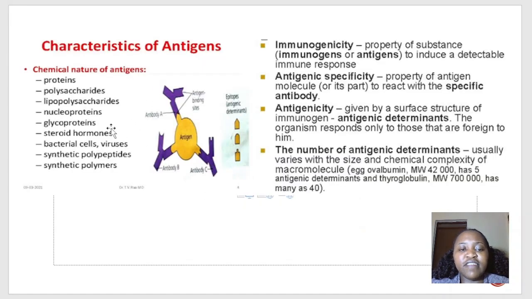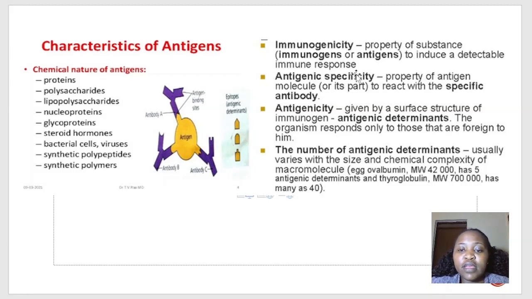So some characteristics of antigens is that they can be proteins, they can also be in form of polysaccharides or carbohydrate moieties, lipopolysaccharides, which have lipids and carbohydrate moieties, nucleoproteins, like nucleic material or histones that normally bind to the DNA. We have glycoproteins. They could also be in form of steroid hormones, bacterial cells and viruses. They can also be made synthetically, that is, synthetic polypeptides and polymers.